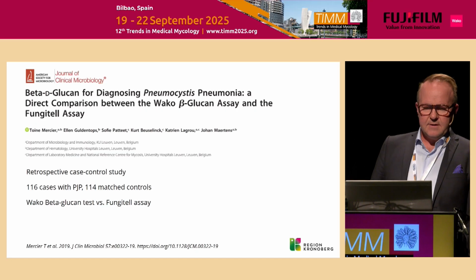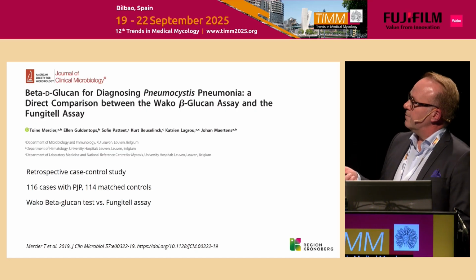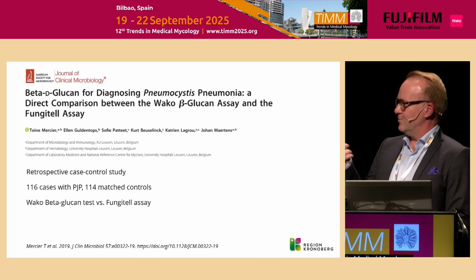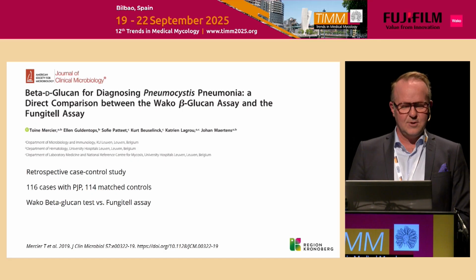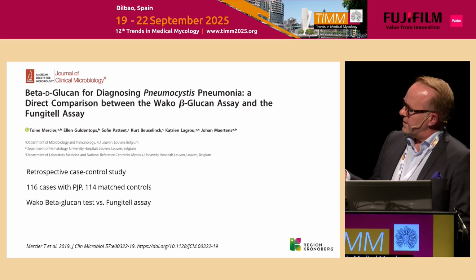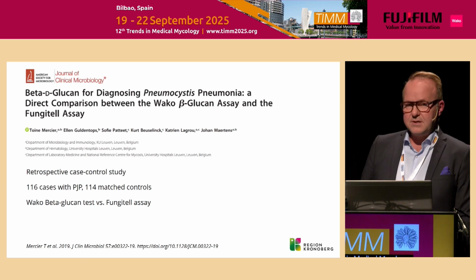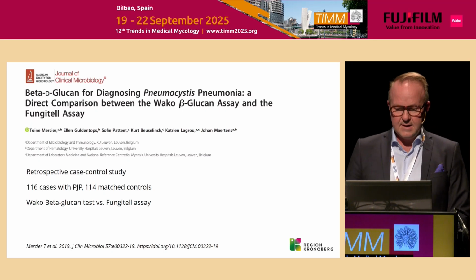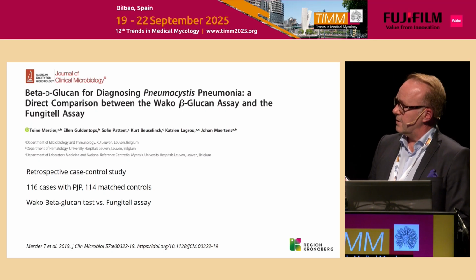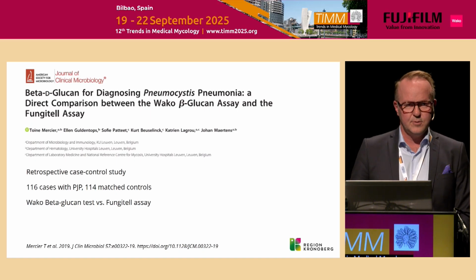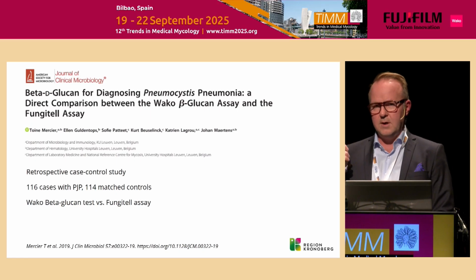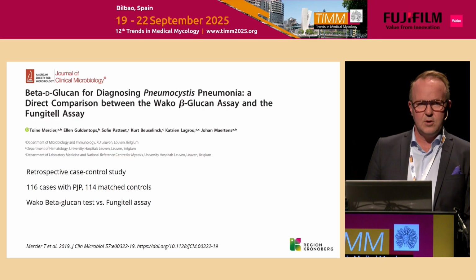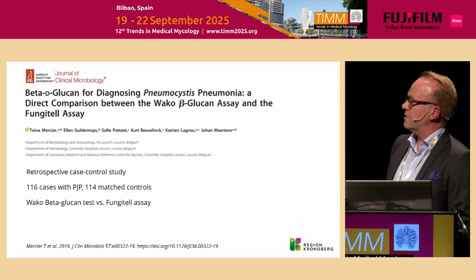The second paper is from Leuven. One of the co-authors is actually our chair tonight. So really nice paper on pneumocystis, collecting 116 cases and 114 matched controls. Again, Wako versus Fungitell. The cases had clinical and radiological signs of pneumocystis and a positive PCR with a CT value of 28 or lower. The controls had similar risk factors, similar clinical presentation, but negative PCR for pneumocystis.